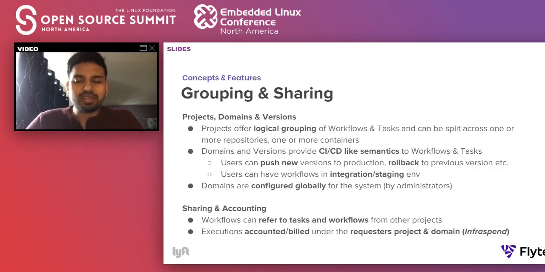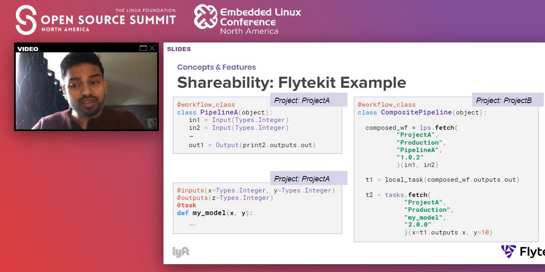Another important concept in Flyte is projects and domains. Projects are logical groupings of workflows, and domains provide CI/CD like semantics to workflows. So a user, when they are iterating on their workflows, they usually just use the development domain. Once they are confident, they push it to something like pre-prod, where they can run smoke tests. And once they are confident with that, they push it to production, where it starts serving production information. This is also great for accounting and auditability. It's also great for sharing.